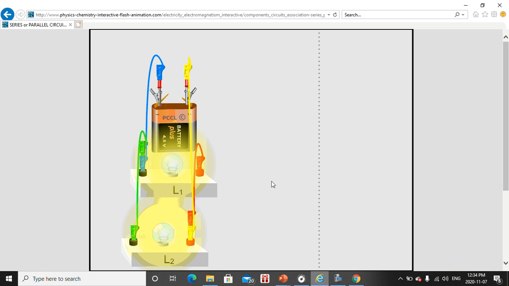So let's take a look at another nice little animation here, really simple animation actually, that's showing the differences between the series and the parallel circuits. I just need to go into Explore here rather than Chrome. There we go.